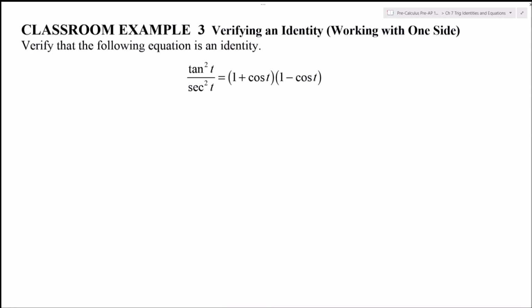Example 3. Verify that the following equation is an identity. We have tangent squared t over secant squared t is equal to 1 plus cosine t times 1 minus cosine t. And this one, if you read the top where it says example 3, verifying an identity, it gives the same instructions, working with one side.